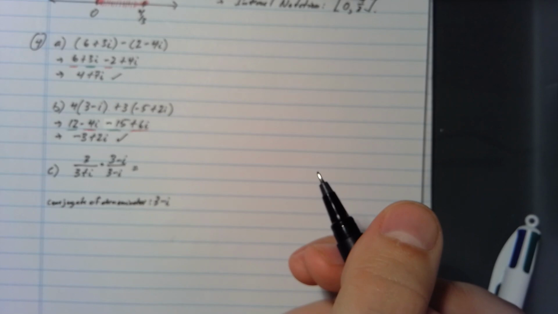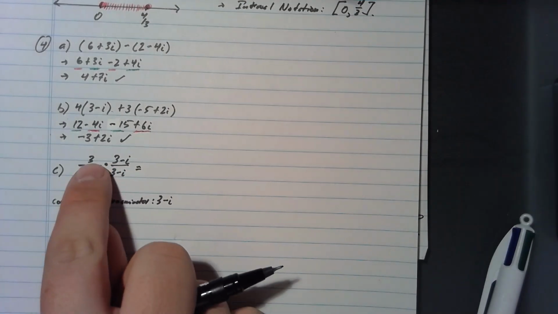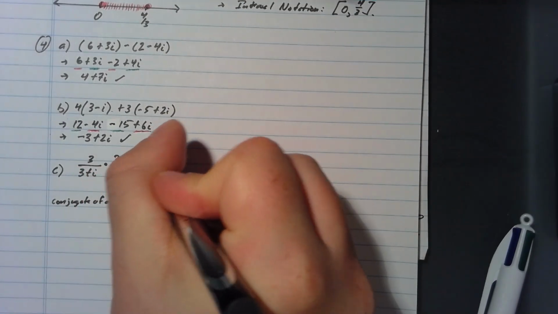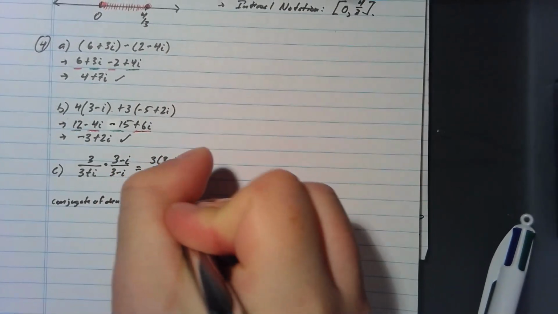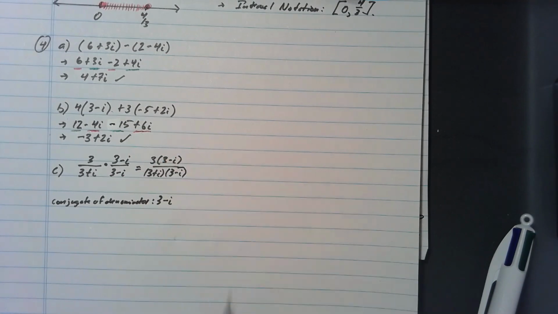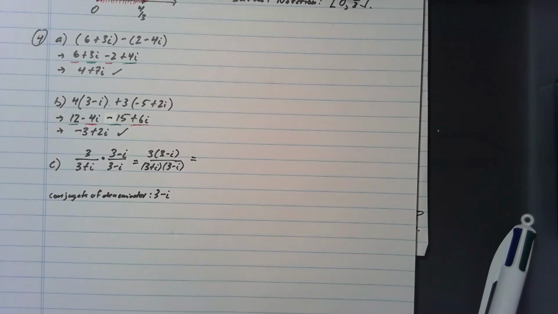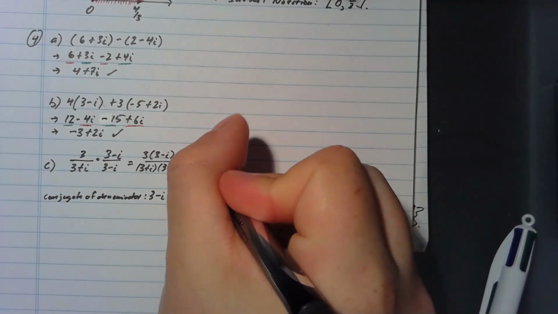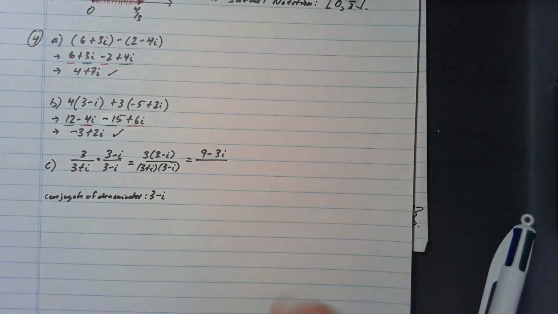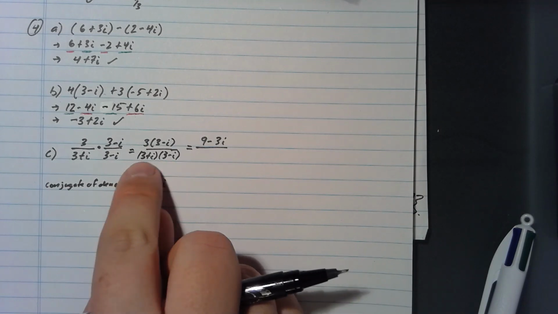When we do that, so just multiply across the top and the bottom. So 3 times 3 minus i over 3 plus i times 3 minus i on the bottom. So let's do the top. So distribute the 3, you're going to get 9 minus 3i in the numerator. And then in the denominator, you're going to FOIL it.